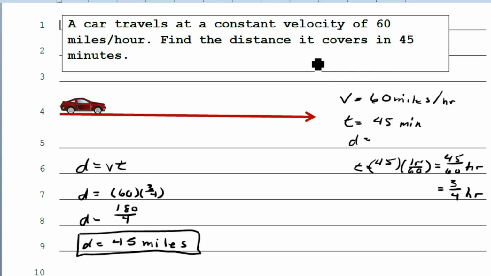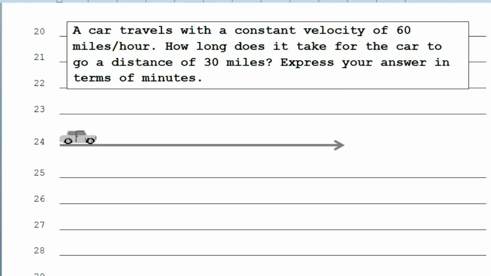So this is the case where you do have to convert. The problem gives you information where the units aren't consistent, so you have to make them consistent, hours and hours. You could have changed 60 miles per hour into 60 miles per minute, but it would have been easier to just change minutes into hours. And we answered the question, find the distance it covers in 45 minutes, and that's 45 miles.